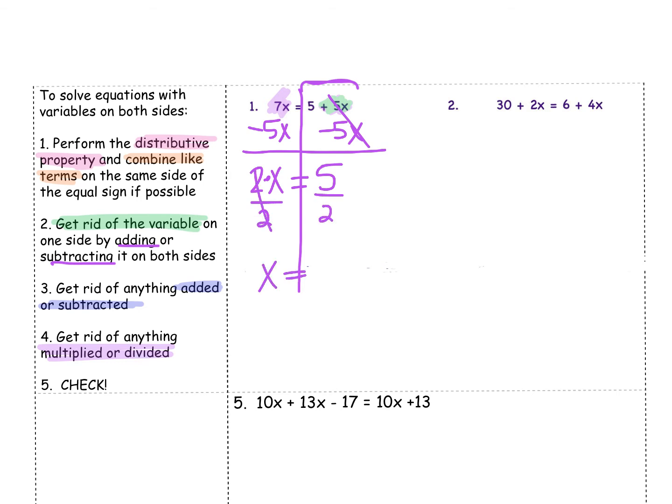x equals, and I could just leave this as 5 halves. I could say it's 2.5. I could also say it's 2.5. All of those are correct answers. Next problem.